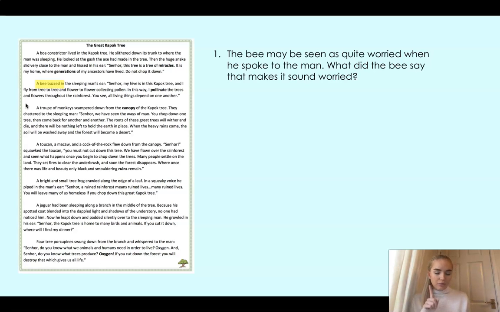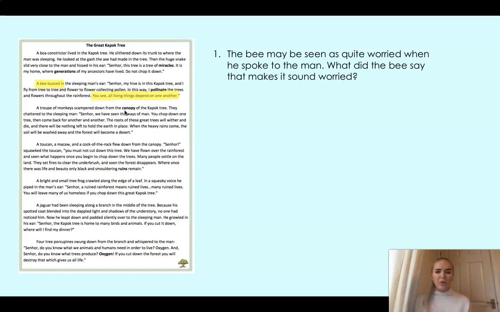Can you pause the video, read the paragraph? What does the bee say that makes it sound worried? Pause the video here. Okay, so when I'm reading this, I see this sentence here. You see, all living things depend on one another. Now this sentence, all living things depend on one another, acts as if they are a family.